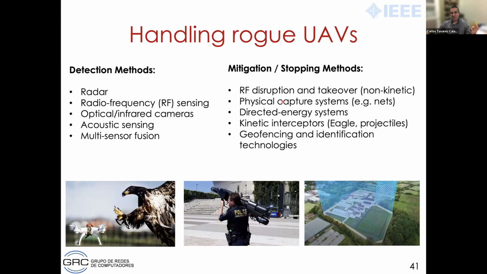And then you have physical capture systems like nets, or even another drone can launch a net over the drone, or you have directed energy systems like the energy pulse generator you can see below. You can also include kinetic interceptors, like, for example, an eagle or a projectile. And finally, you also have the option of geofencing technologies that require integration with the UAV manufacturer and agreeing that some area will be forbidden for flight.